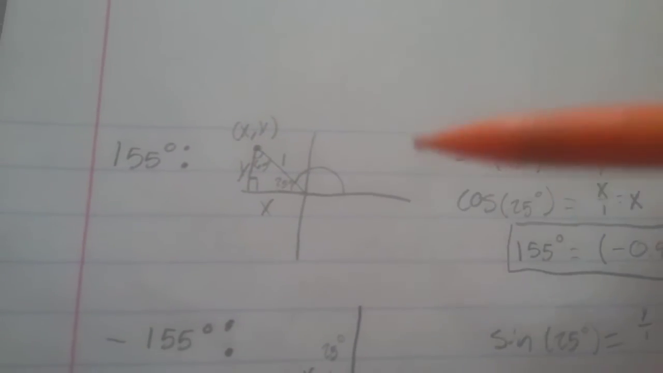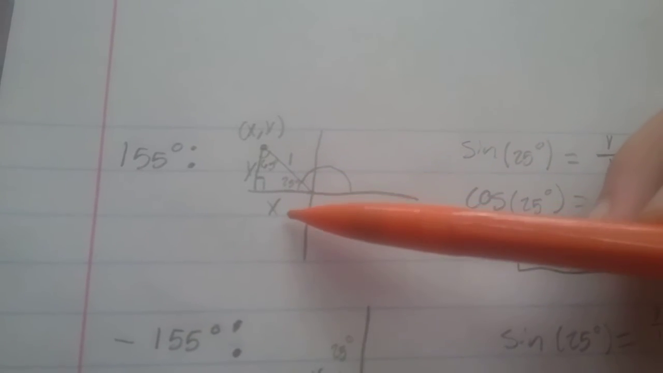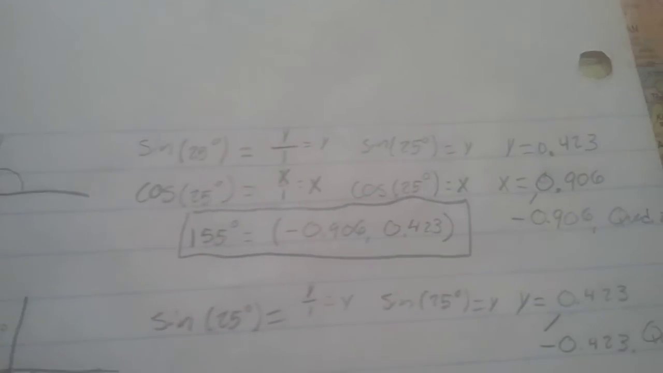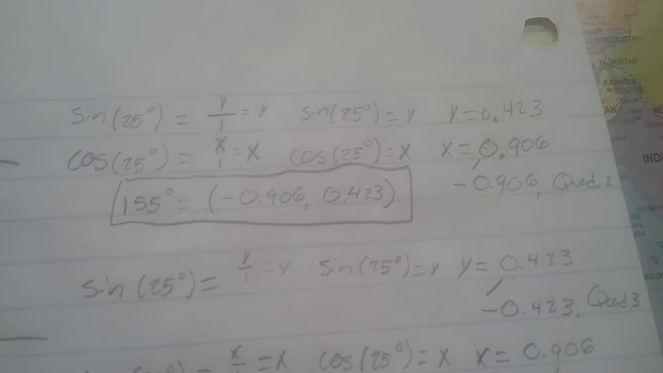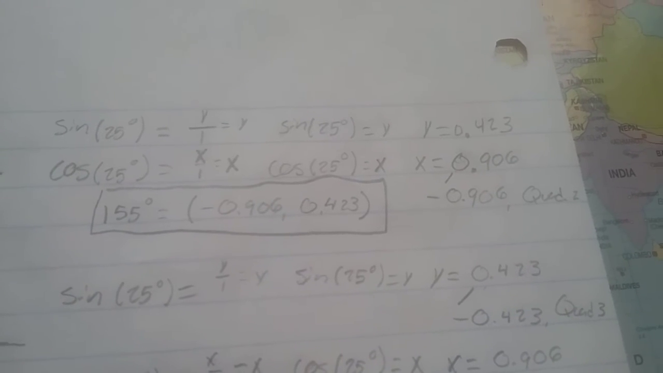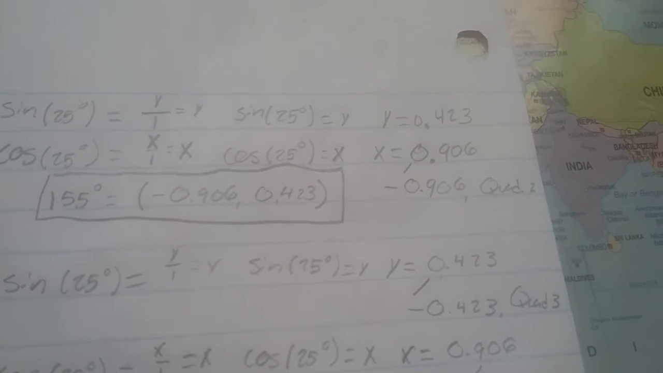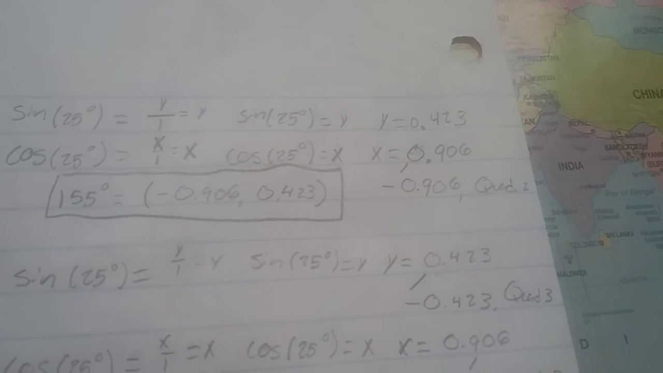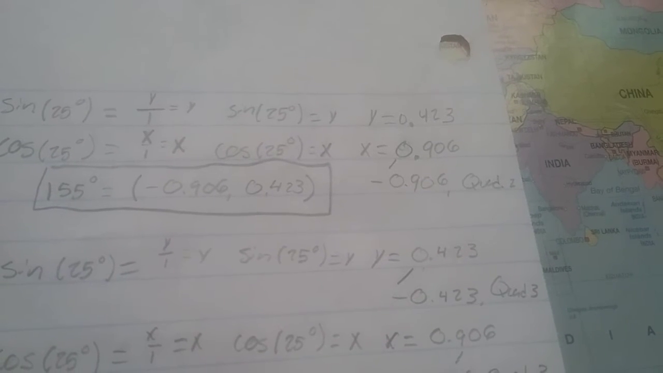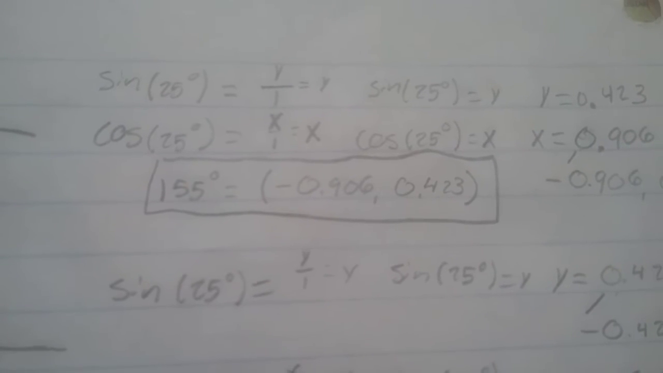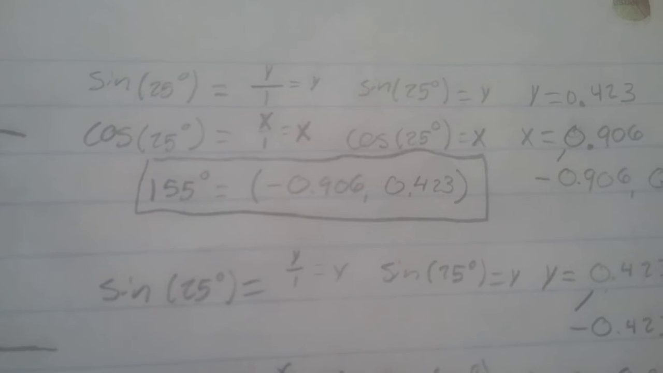Now we can do the same thing for cosine. So we go back over here to our triangle, and we can see that cosine of 25 degrees is going to be x over 1, because cosine is the adjacent over the hypotenuse. So cosine of 25 degrees is equal to x over 1, which is just equal to x, and x is equal to 0.906. But we have to remember that this is going to be negative because it is in quadrant 2 and cosine is negative in quadrant 2. So for 155 degrees, we get negative 0.906, 0.423.